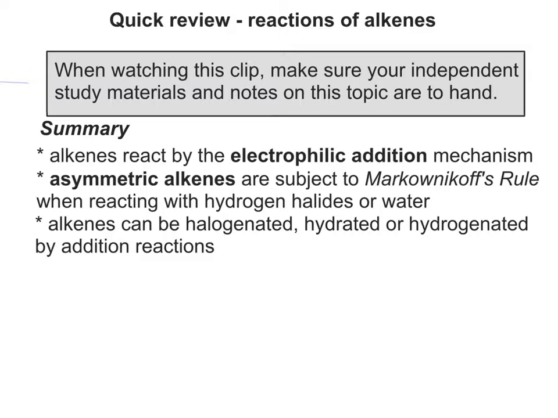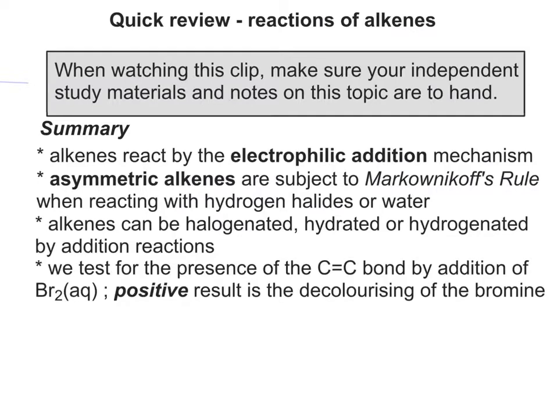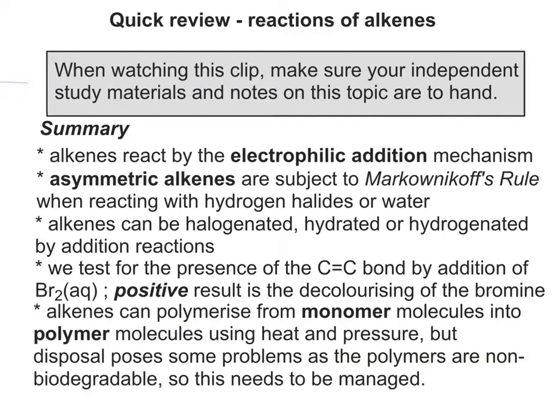Alkenes can be halogenated, hydrated or hydrogenated by addition reactions. We test for the presence of the carbon-carbon double bond by the addition of aqueous bromine water, and a positive result is the observation of the decolorizing of the bromine water. And finally, alkenes can polymerize from monomer molecules into polymer molecules using heat and pressure, but disposal poses some problems as the polymers are non-biodegradable, so this needs to be managed properly.